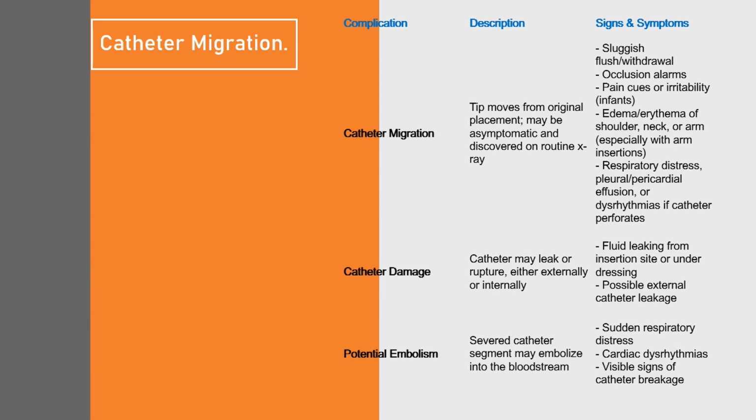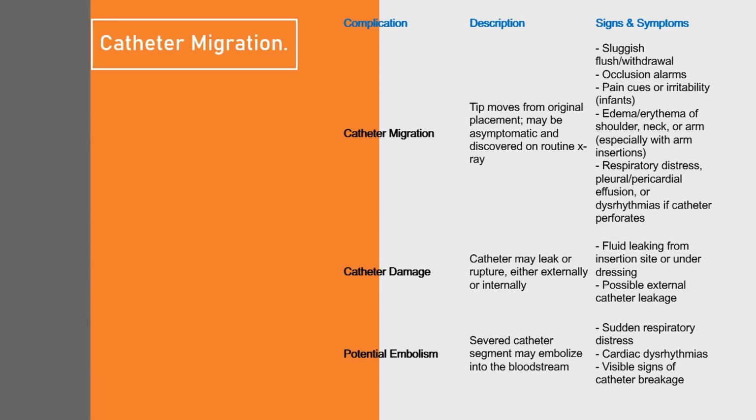Catheter migration is a complication that may go unnoticed initially and is often only detected during routine imaging. However, clinical signs can emerge depending on the new location of the catheter tip. You might notice difficulty with flushing or withdrawing from the catheter, or the infusion pump might signal an occlusion alarm. In infants, particularly those with arm insertions, you may observe pain cues such as irritability or physical signs like edema and erythema around the shoulder, neck, or arm.